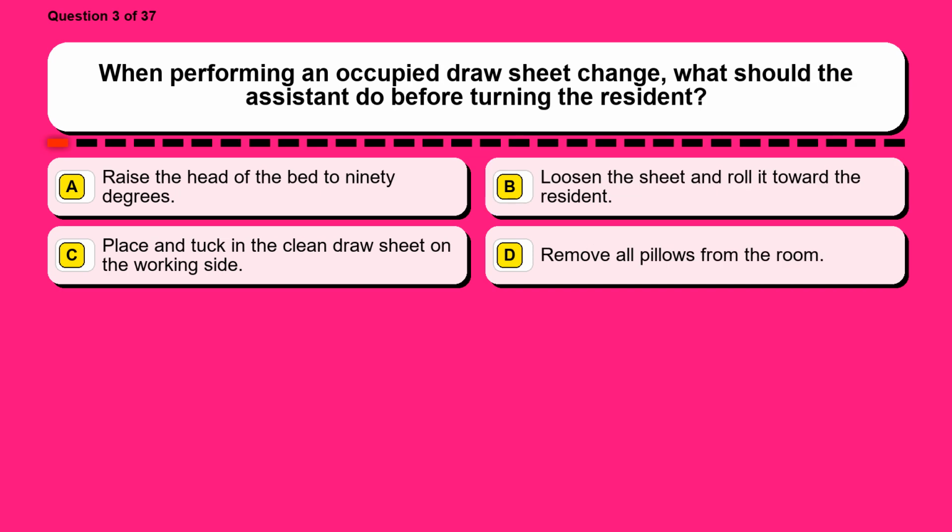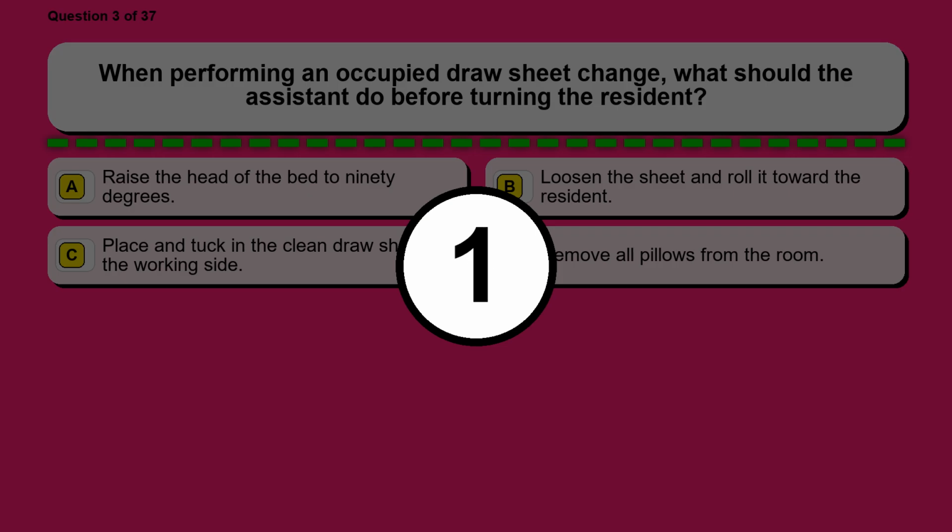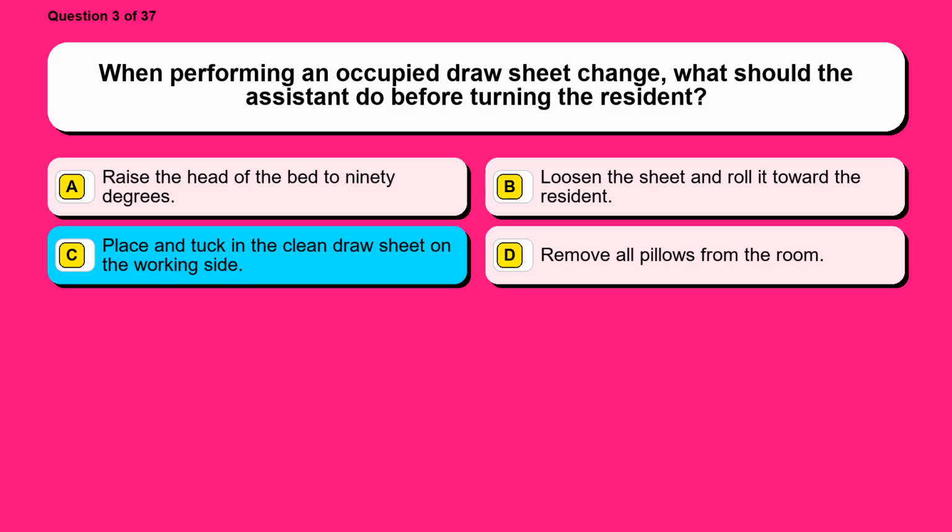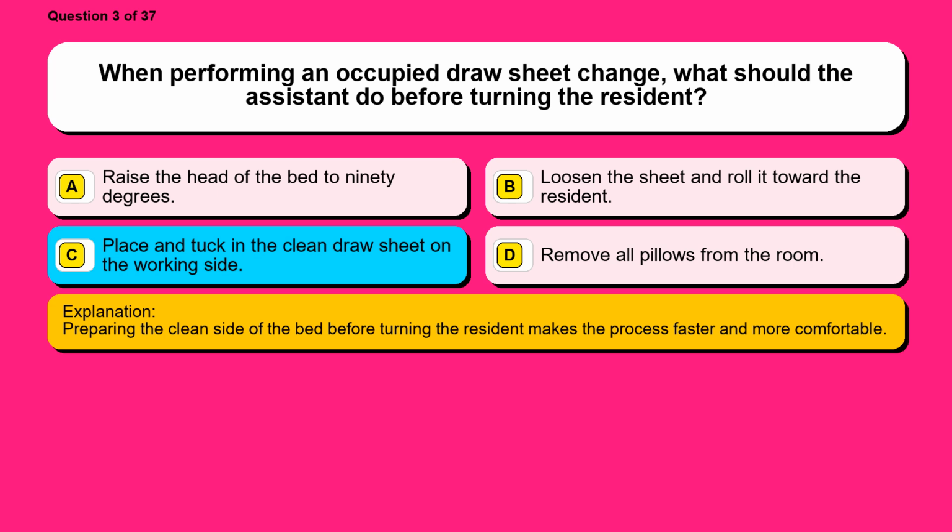Question 3. When performing an occupied draw sheet change, what should the assistant do before turning the resident? Option A. Raise the head of the bed to 90 degrees. Option B. Loosen the sheet and roll it toward the resident. Option C. Place and tuck in the clean draw sheet on the working side. Option D. Remove all pillows from the room. The correct answer is option C. Place and tuck in the clean draw sheet on the working side. Preparing the clean side of the bed before turning the resident makes the process faster and more comfortable.